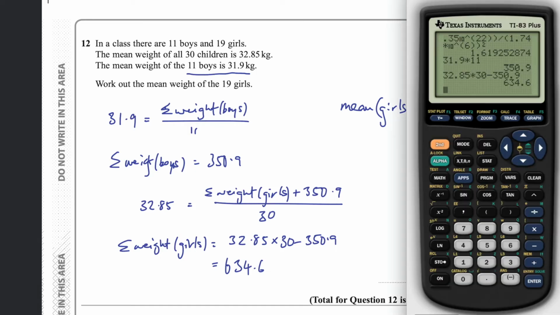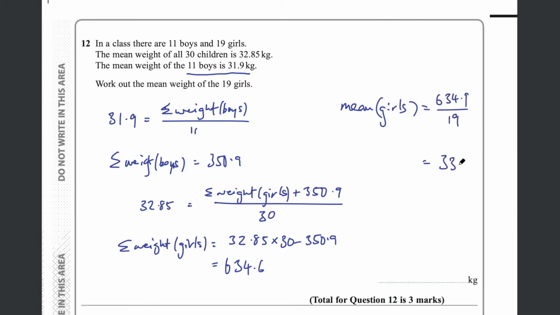Okay, put that into a calculator. The answer divided by 19, which is 33.4. Okay, 33.4 kilograms for final answer. That was question 12 for 3 marks. There might be a slightly different way to do that, but that would be the general process.